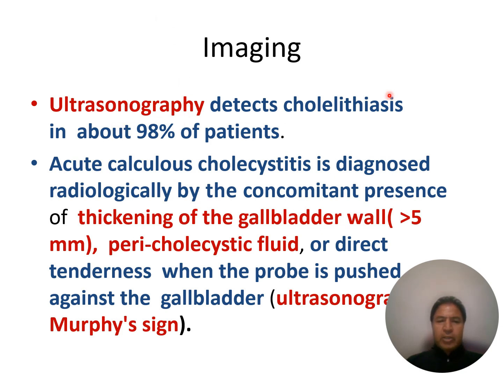We may go for ultrasonography, which detects cholelithiasis in about 98% of patients. Acute calculous cholecystitis is diagnosed radiologically by the concomitant presence of thickening of the gallbladder wall greater than 5 mm, pericholecystic fluid, or direct tenderness when the probe is pushed against the gallbladder during ultrasonography. This is called the sonographic Murphy's sign.